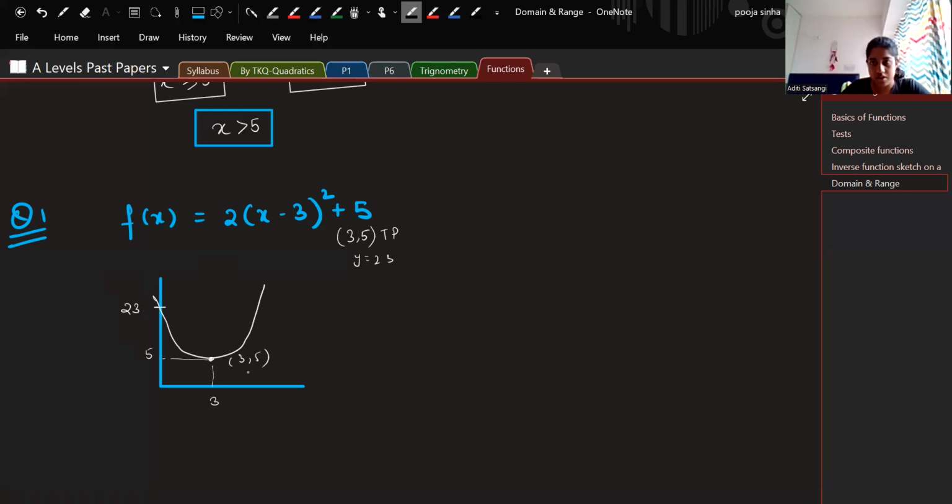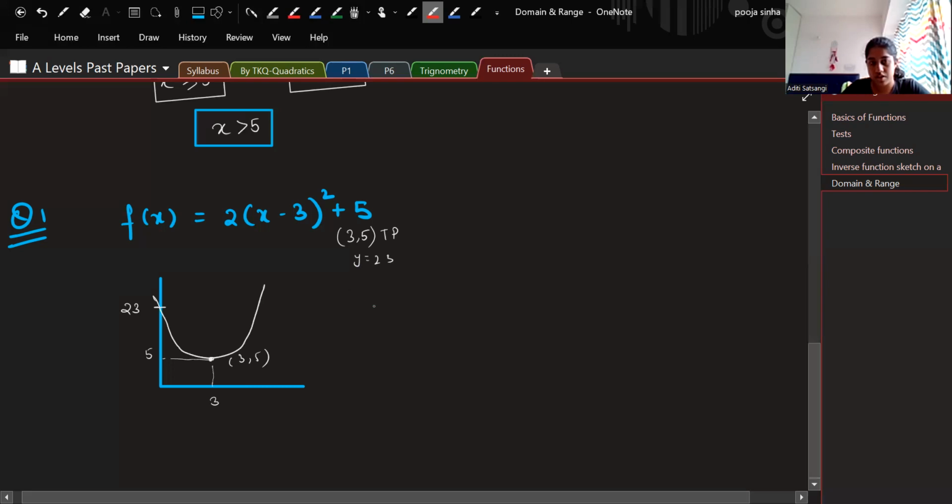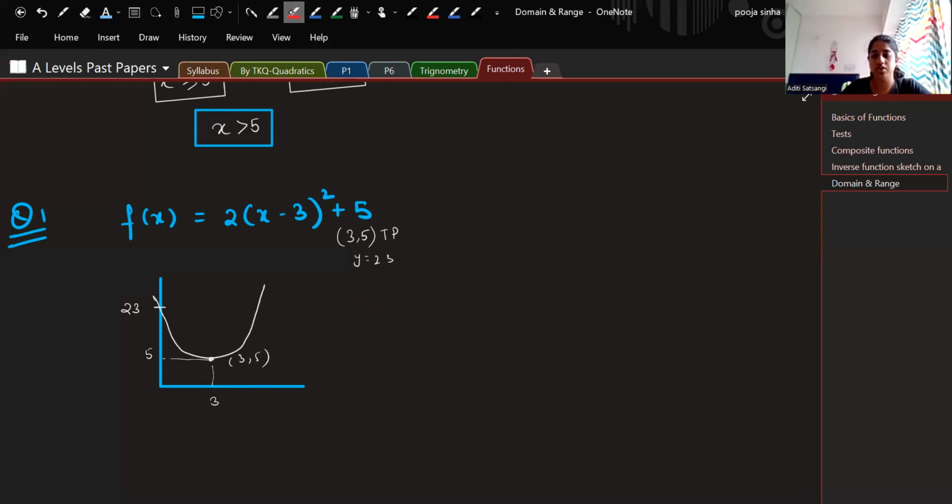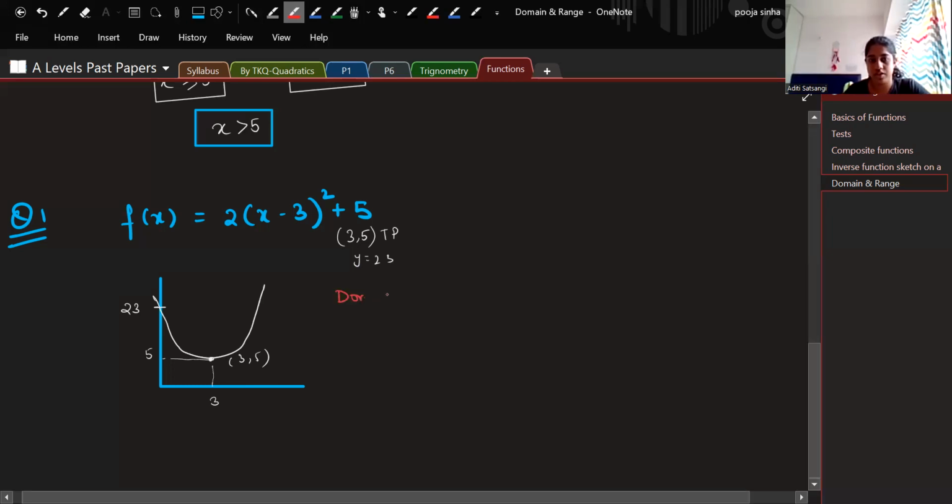What domain do you see for this question? Domain and range. X, is there any limitation on X? It's a quadratic function. There is no limitation. X can be anything: positive, negative, 0, कुछ भी हो सकता है. As this curve is growing like this and this and this, it is going to become bigger and bigger. It will cover all values of X. So what is the domain for this? For this question, X is an element of R without any condition. Everything here. So that is your domain.